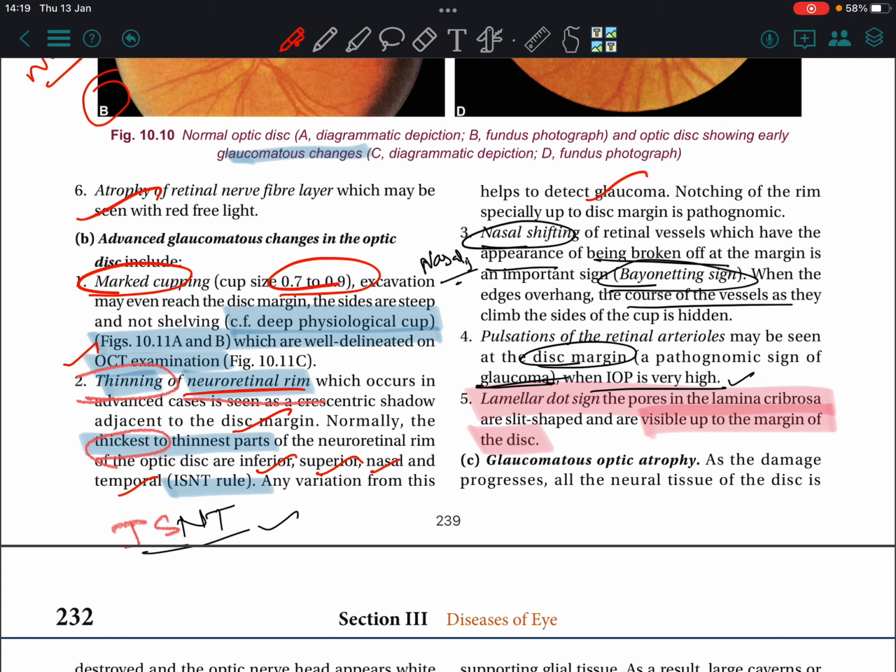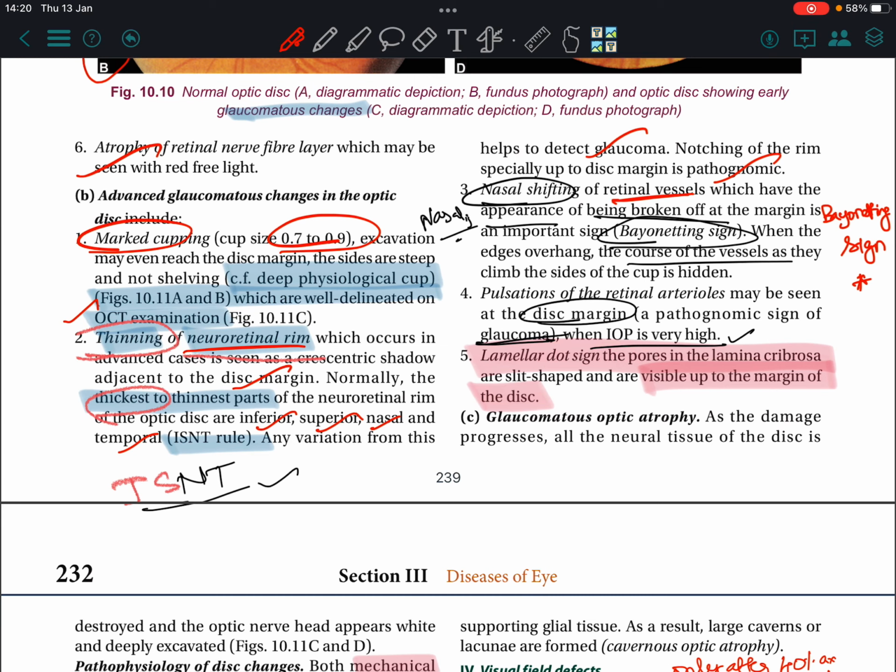Notching of rim, especially up to the disc margin, is pathognomonic. Nasal shifting of retinal vessels, nasalization, which have the appearance of being broken off at the margin, is an important sign. It is the bayoneting sign. Bayoneting. When the edges overhang, the course of vessels as they climb the sides of the cup is hidden.